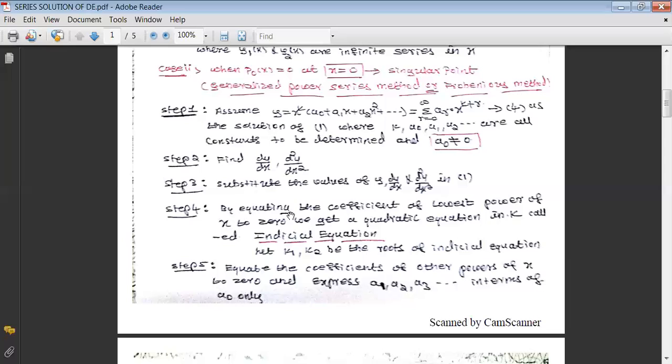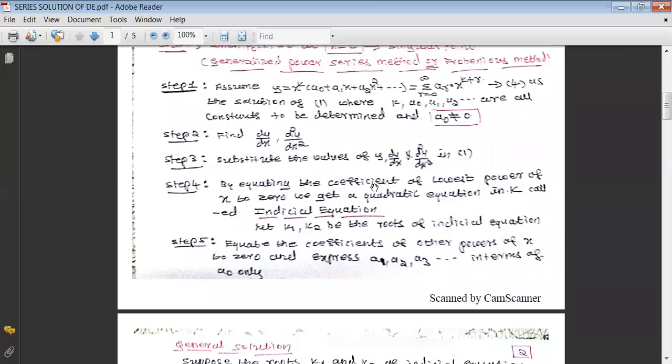Okay, once we equate the coefficient of the lowest power of x to 0, we get a quadratic equation in k, and this quadratic equation in k is called the indicial equation. Since it is a quadratic equation, it has two roots, and we denote those two roots as k1 and k2. Okay, that is the fourth step.